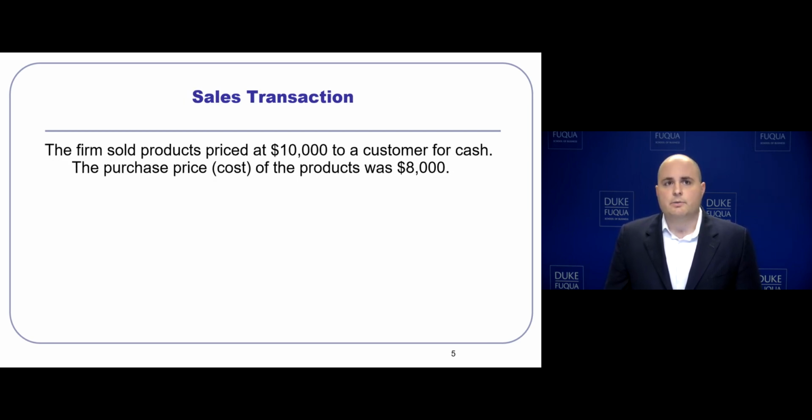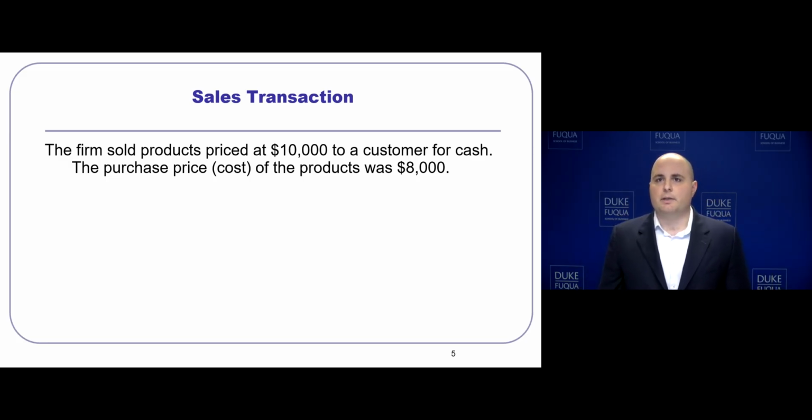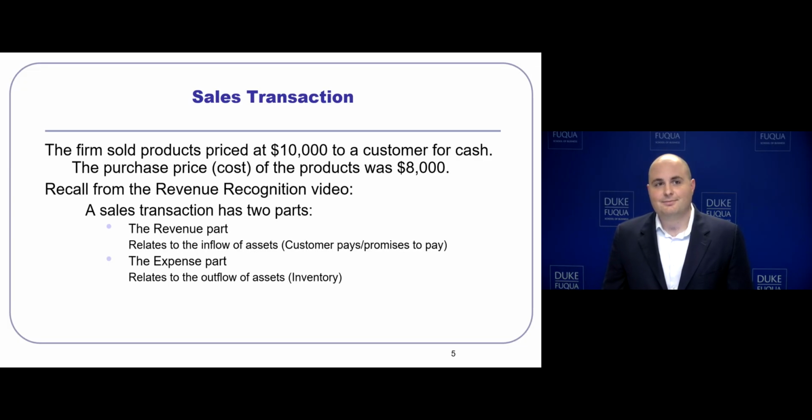Also, let's continue with this example using a sales transaction. The firm sold products priced at $10,000 to a customer for cash. The purchase price, or the cost of that product, was $8,000. You may be asking, where did we get that $8,000 number from? That's a subject for another video.